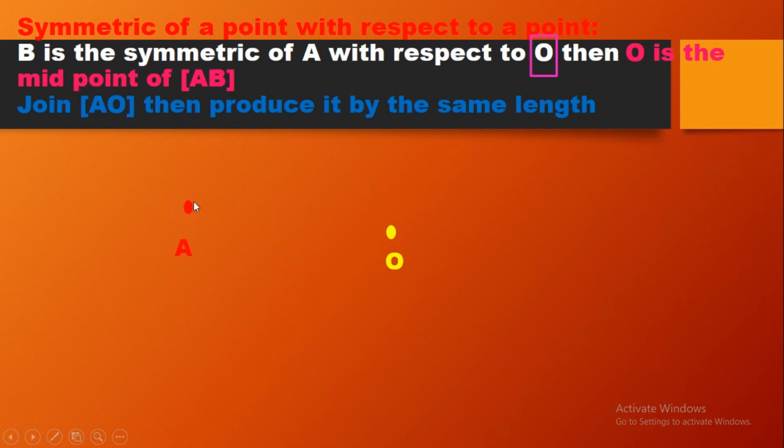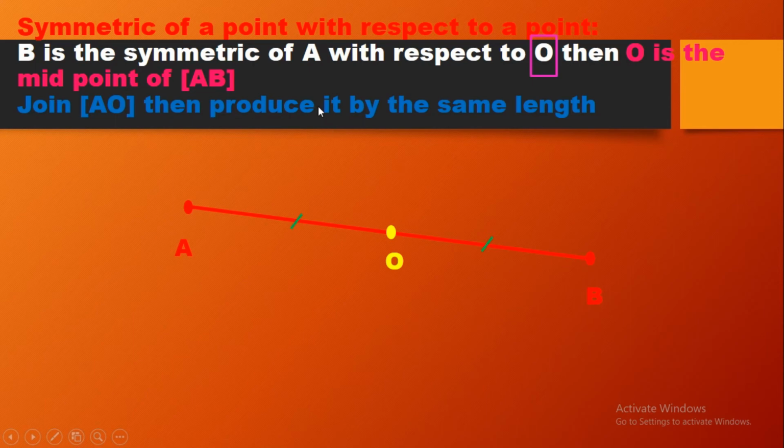If we want to find the symmetric of the point A with respect to the point O, where should it be? We just join AO and we produce it by the same length to get the point B, which is the symmetric of A with respect to O. As you see here, the two sides have the same length. Well, something very important. What can we say now about the point O? Isn't it the midpoint of the segment AB?